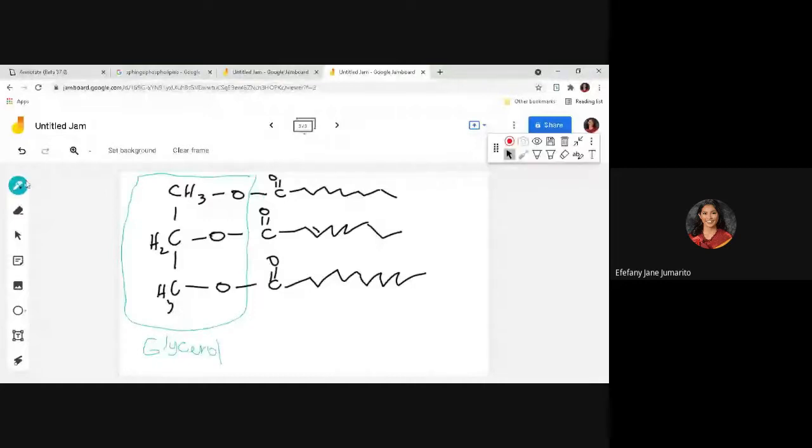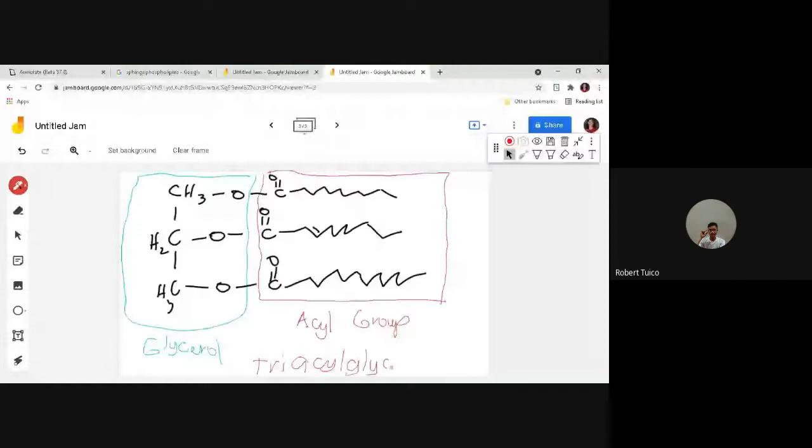Then here is your fatty acids, which we call, when there are three, acyl group. So what do you call this whole molecule? It's called triacylglycerols. Glycolipids, ma'am. It's a glycerophospholipid, ma'am.